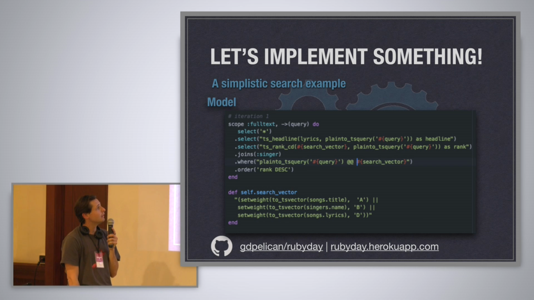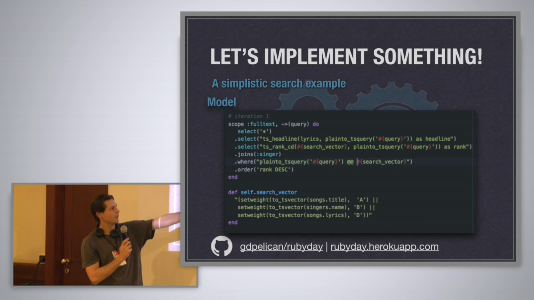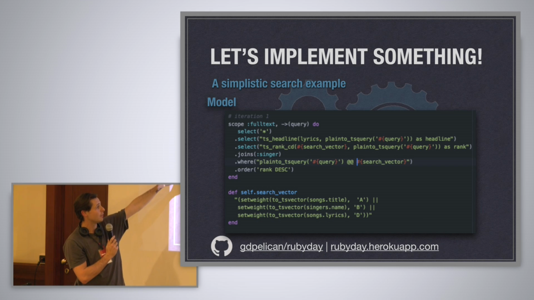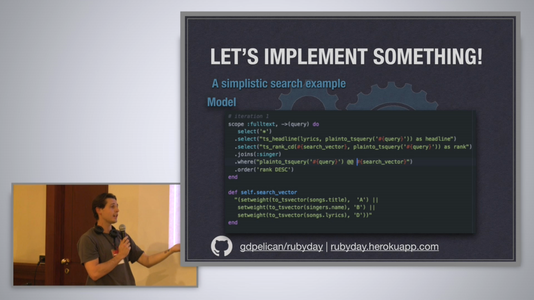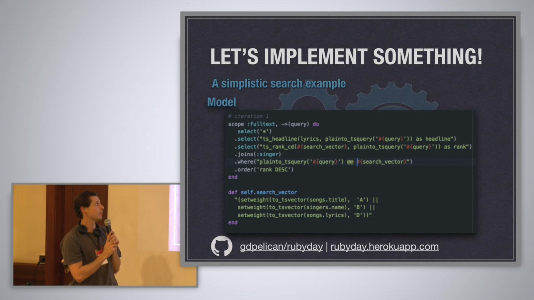And then the interesting part of this is we've got our 2 ranking functions. So we've got the ts_rank_cd, and then we've also got our double @ operator down here. And those are both taking a search vector. And when we call search vector, we're combining 3 vectors: one on our song title, one on our singers, and one on our song lyrics here. This is why we're joining on singer up here. And we're saying that the song title is really important, so we're going to rank that as A. The singer's name is not as important, so we'll rank it as B, and the lyrics aren't as important at all, so we'll rank it as D. And then when it comes back, we'll order them by rank descending.